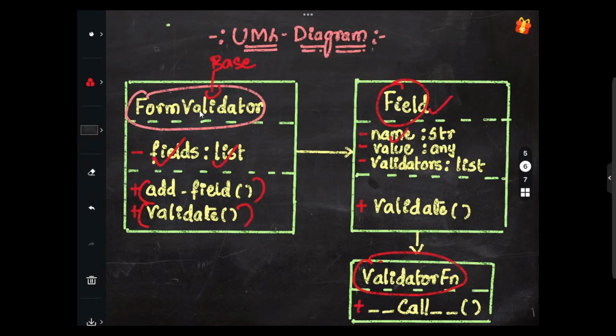Field class consists of three parameters: name, value, as well as the validators. Name is of type string, value is of type any, and validators is of type list. Then we will be going with a validate method within the field class, because we need to validate that particular field. Then the validator function, where we will be going with a call method, and it is directly related to the field class.